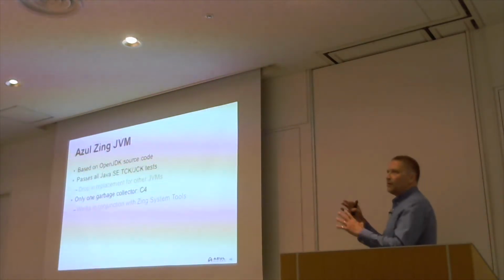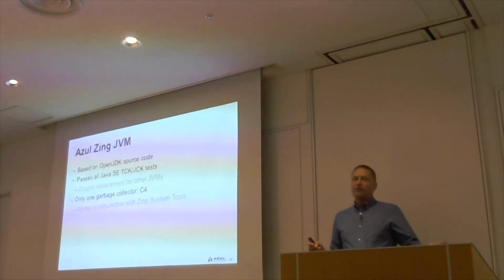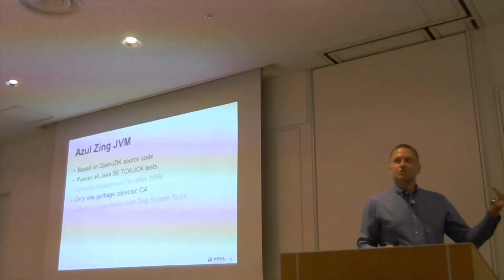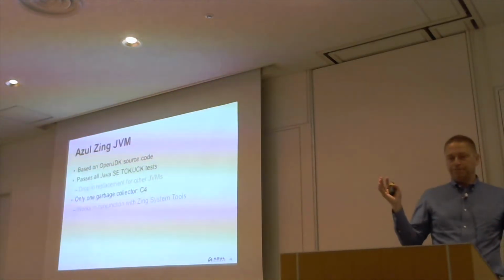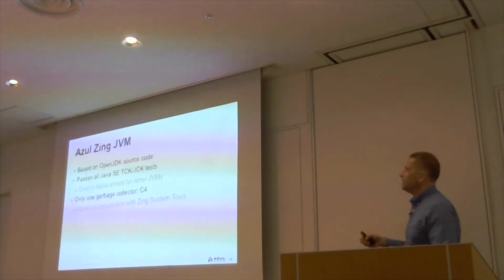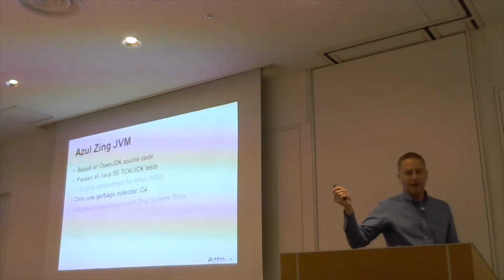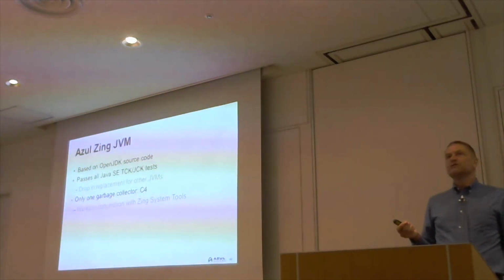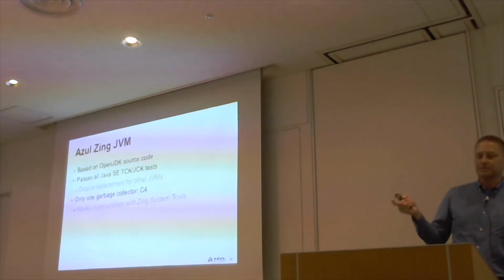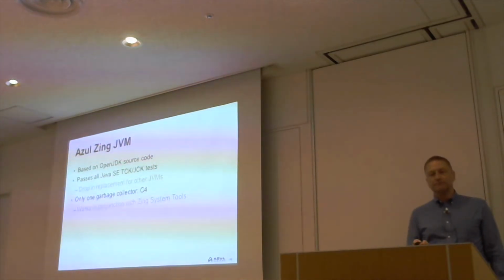What we do is we take away all the garbage collectors. So there's no parallel collector, there's no G1 collector, there's no CMS collector, all of those are gone. And we replace it with C4. And I'm going to talk more about what C4 is and how it works. This also works in conjunction with a thing we call Zing system tools. Again, I'll explain that in a moment.